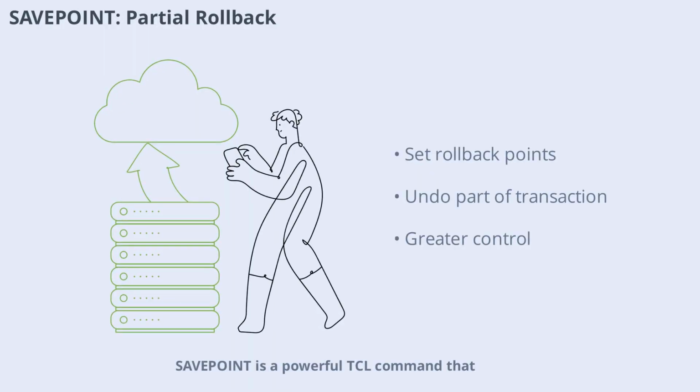SAVEPOINT is a powerful TCL command that lets you set a marker within a transaction. You can then use rollback to that SAVEPOINT to undo only part of your changes rather than the entire transaction. This is especially helpful in complex operations where you want more control over which changes to keep or discard.